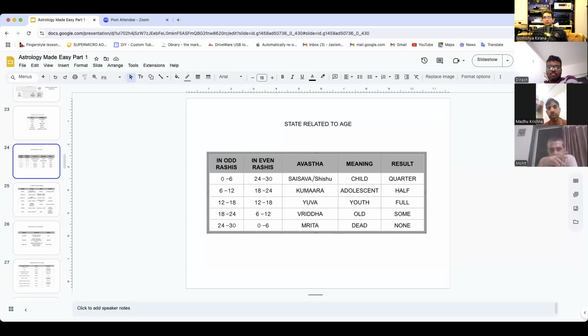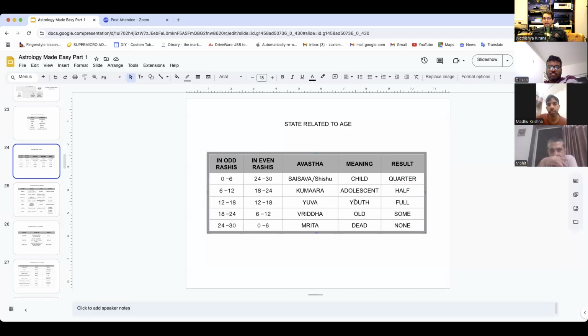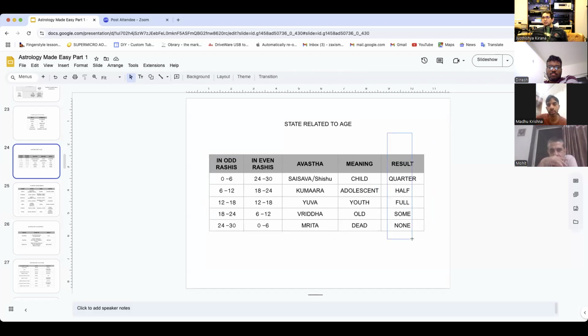So, see this last, don't give too much importance to this quarter, half, full, some, none. Because it is only for calculation of Shadbala that you use this. Getting my point?